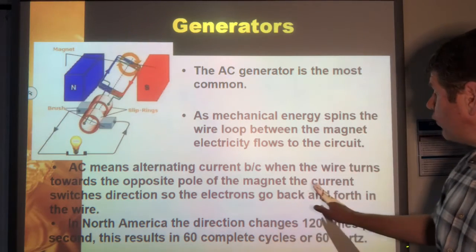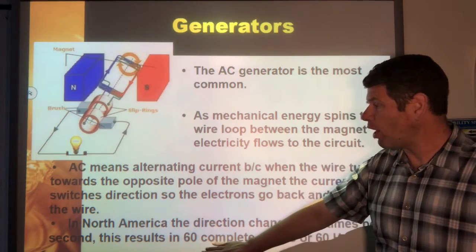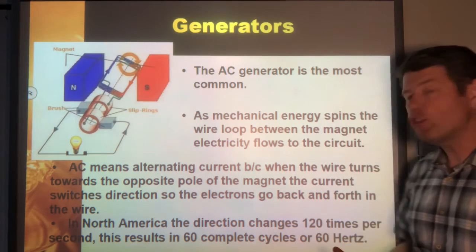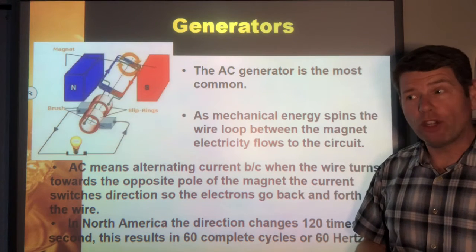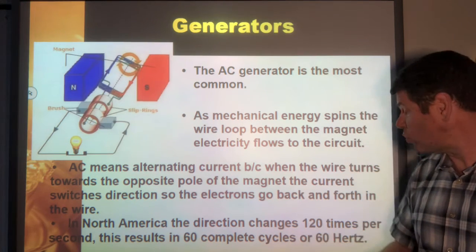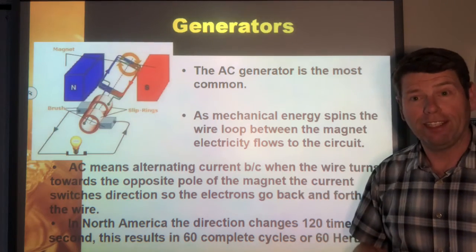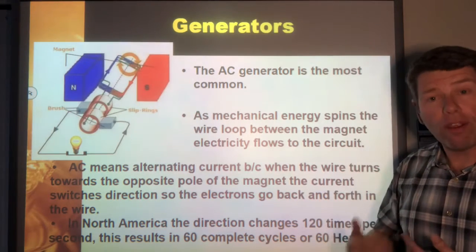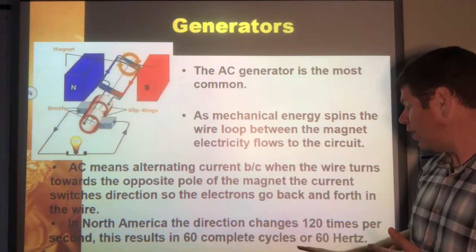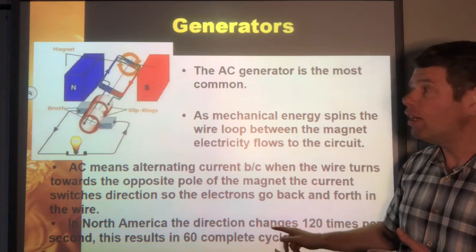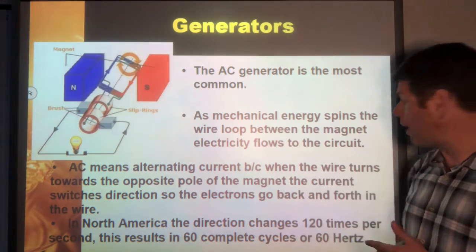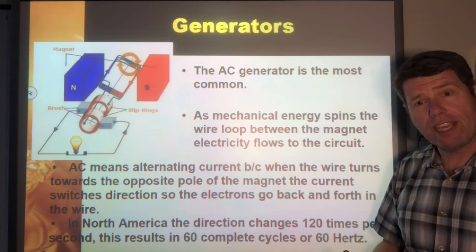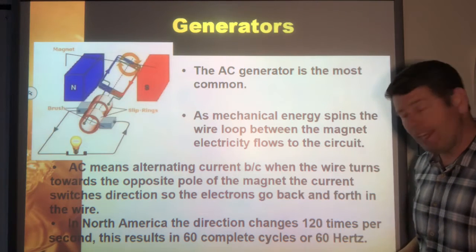Now, guys, before we go to the next slide, if you take a look at the bottom of this slide, it talks about the fact that in North America, the direction changes. So if you have an alternating current generator, the direction changes 120 times per second. So that loop between the magnet is actually rotating very, very quickly. Now that means that it completes a whole cycle of going all the way down and then all the way back to where it started, 60 times per second. So we call that its frequency, and the unit that we measure frequency in is hertz.